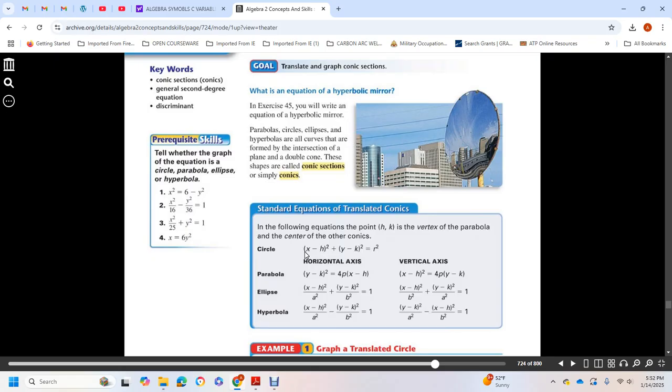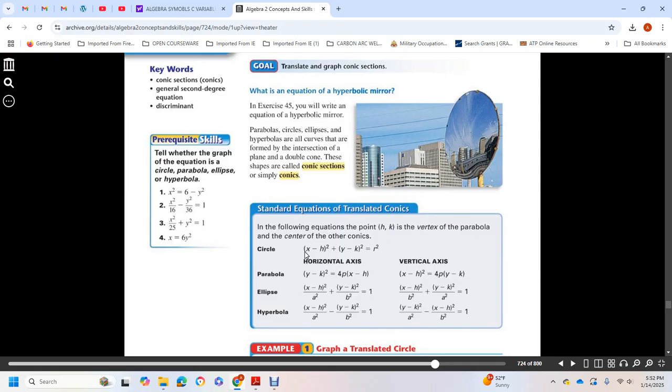Circle: x minus h squared plus y minus k squared equals r squared. Parabola with horizontal axis: y minus k squared equals 4 times p times x minus h, or with vertical axis: x minus h squared equals 4 times p times y minus k.